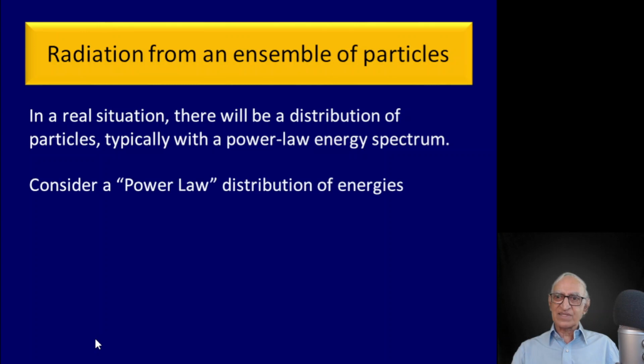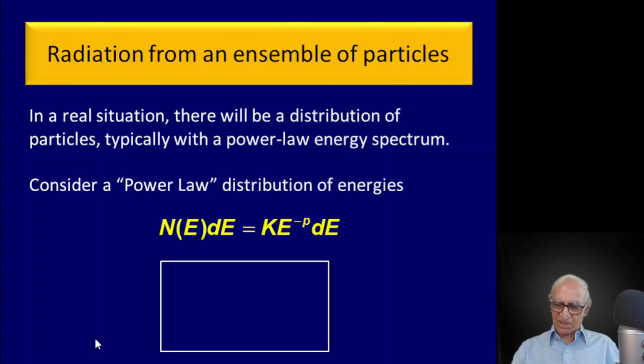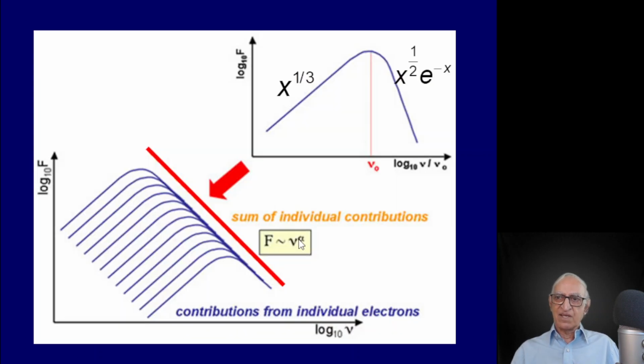In a real situation, there will be a distribution of charges. Take the Crab Nebula: the number of particles with energy E as a function of E will be some power law, E to the power minus p. That's because that's the distribution of charges supplied by the central pulsar, as we shall discuss in a couple of lectures. Then each particle will radiate a spectrum like that, which is sharply peaked.